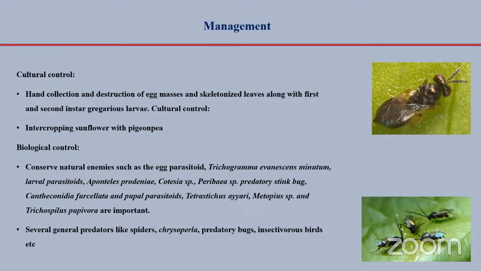And as with any other pest, here also you have to conserve the natural enemies, whether parasitoids or predators. Some of the parasitoids known to be effective against this pest are Trichogramma evanescens, then larval parasitoids like Apanteles and others, then predatory stink bugs, Canthecona furcellata. Then pupal parasitoids like Tetrastichus ayyari, Metopius species, and Trichospilus pupivorus. So these are the important parasitoids, whereas predators like spiders, Chrysoperla, predatory bugs, and insectivorous birds can also be conserved in the field by encouraging them.